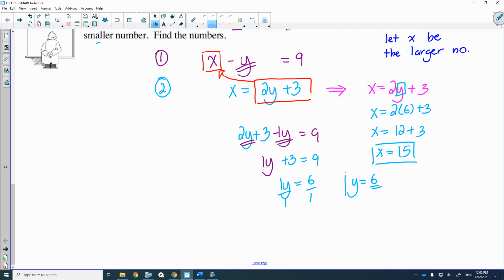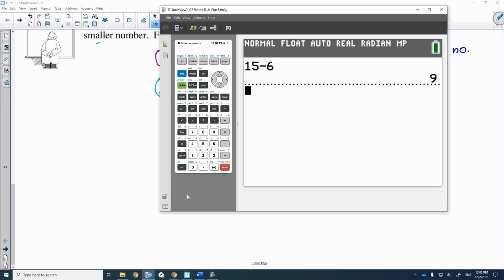So those are my two numbers, 15 and 6. You have to verify, right? And remember, it has to verify in both systems. I'm going to show you an example of where it would verify in one system and not the other. The first system was the difference between two numbers is 9. So type on your calculators 15 minus 6 and make sure that the answer is 9.